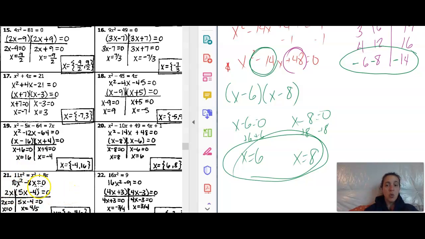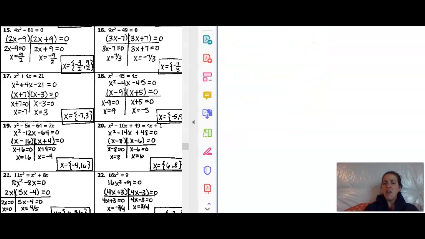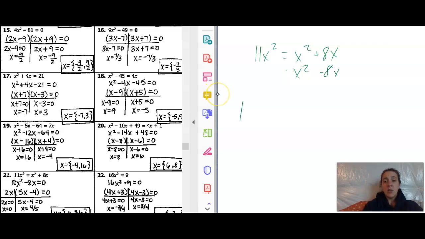So let's look at number 21, because 21 looks a lot different as well, and this might throw you off even though we're doing the same thing. So I've got 11x squared equals x squared plus 8x. Things are not all on the same side, so that's going to be my first step. So I'm going to subtract my x squared and subtract my 8x. So I end up with 10x squared minus 8x equals 0. This is not a really pretty number, right? It's not a 1. It's going to make it more difficult to factor.